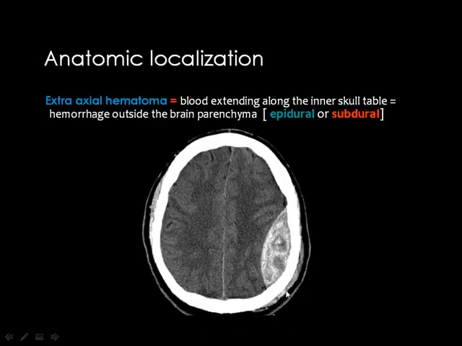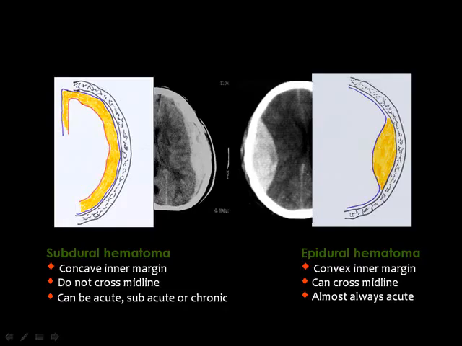Then if you see a hemorrhage which is adherent to the inner table of the skull and is extending parallel to the inner table of the skull, then you know that this hemorrhage is outside the brain parenchyma. And outside the brain parenchyma, you have only the epidural space and the subdural space. In order to discriminate between these two spaces, you look at the inner border of the hematoma. If you see the inner border of the hematoma convex, then you know that this is epidural blood. But if you see the inner border of the hematoma concave, then you know that this is subdural blood.